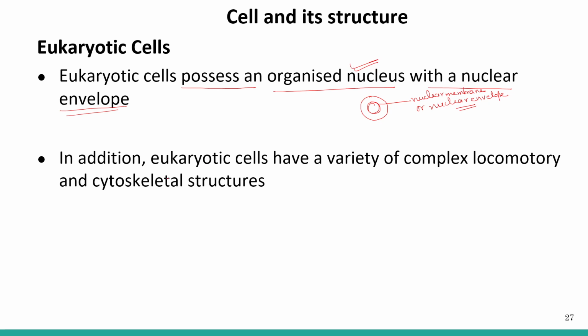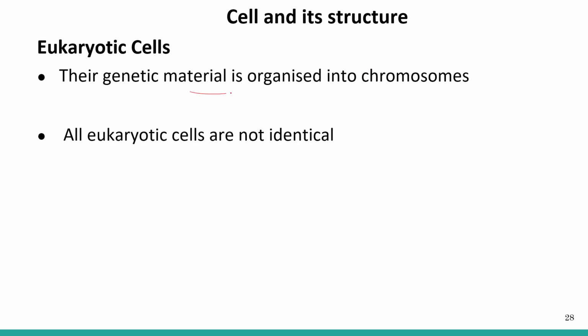Okay. So in addition, eukaryotic cells have a variety of complex locomotory and cytoskeletal structures. Those structures are absent in the prokaryotic cell. Their genetic material is organized into chromosomes, different chromosomes, right?